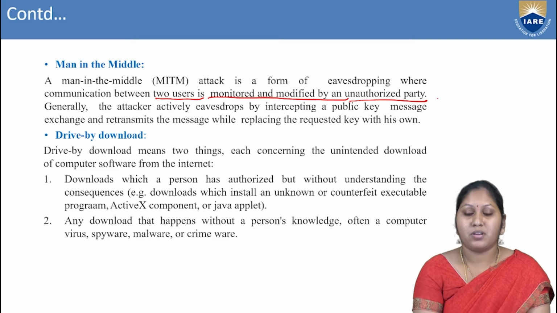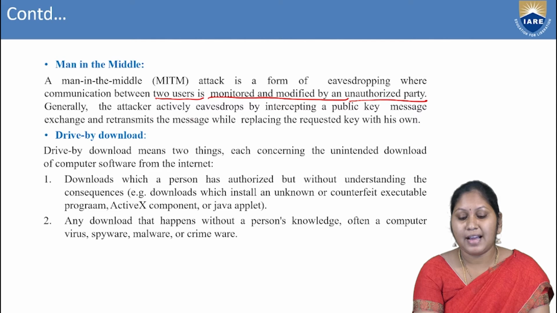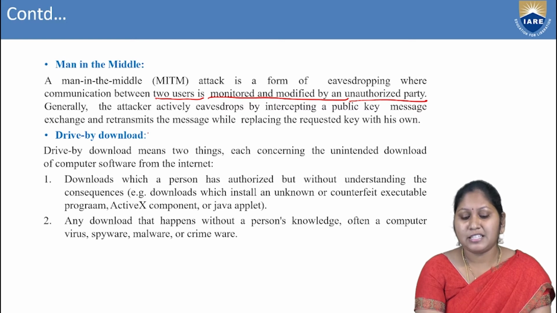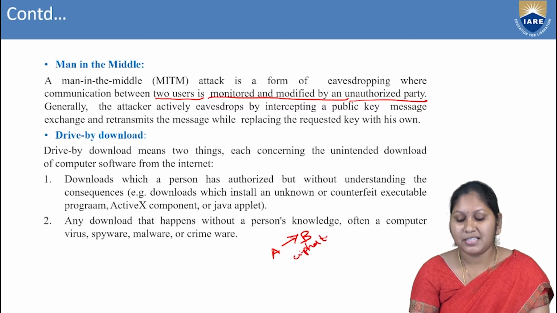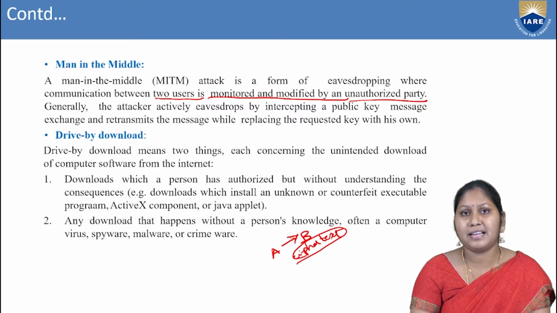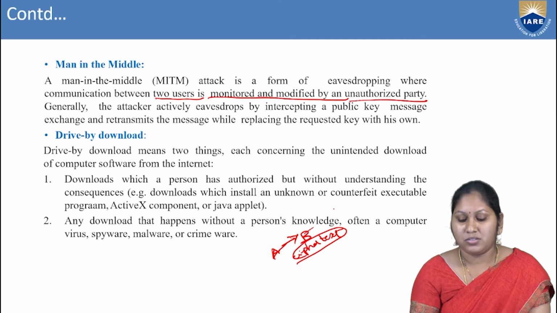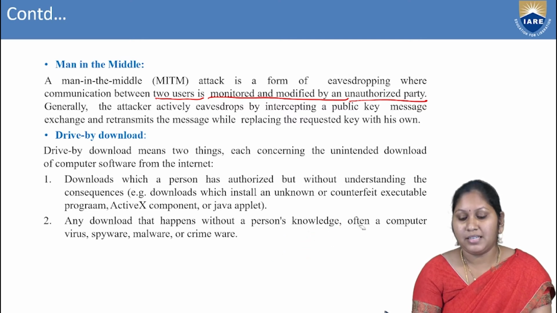So here generally the attacker actively eavesdrops by intercepting a public key message exchange and retransmitting the message while replacing the requested key with his own. So we know if a person A is sending a message to B, it will be encrypted with some ciphertext. If the hacker hacks the ciphertext, he can get access between both persons A and B. So like that, man in the middle attacks are done.